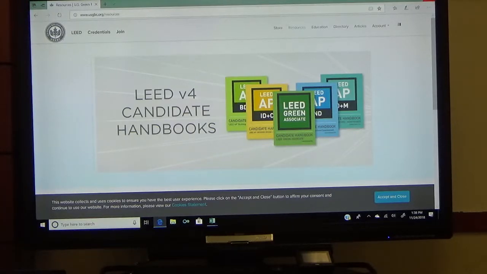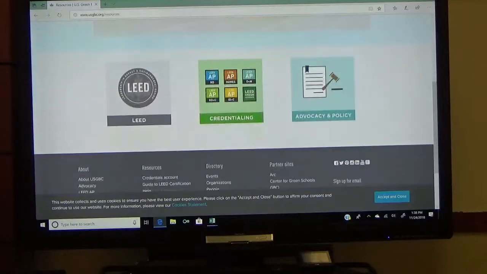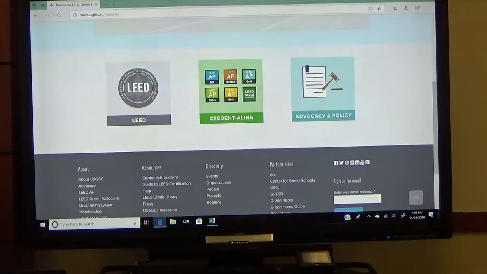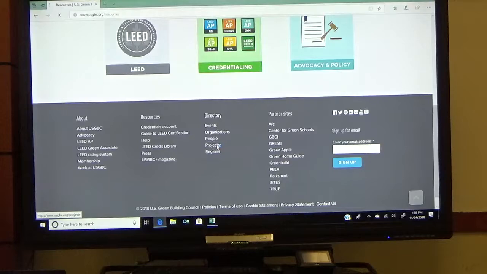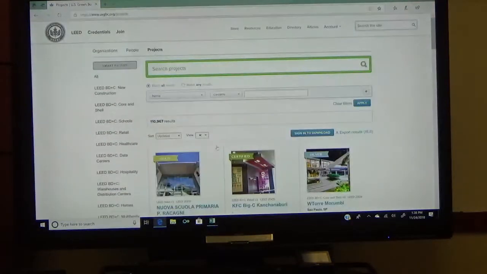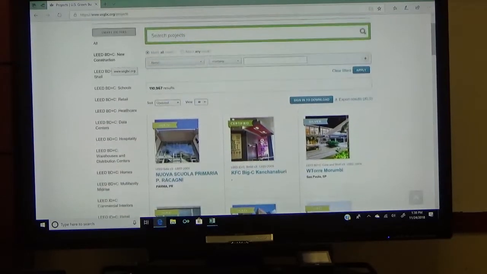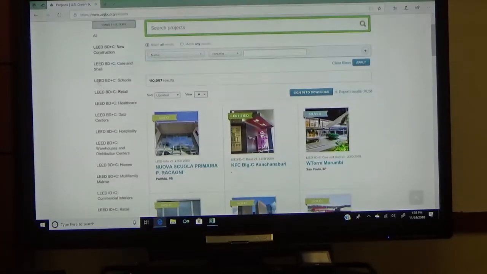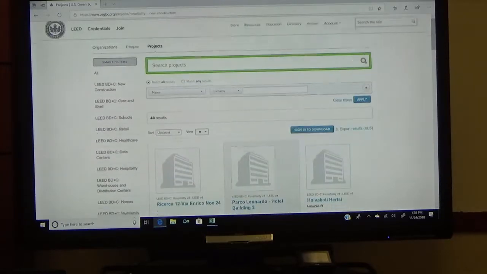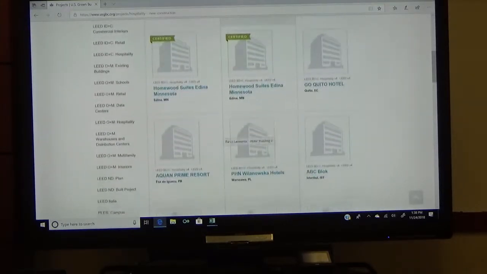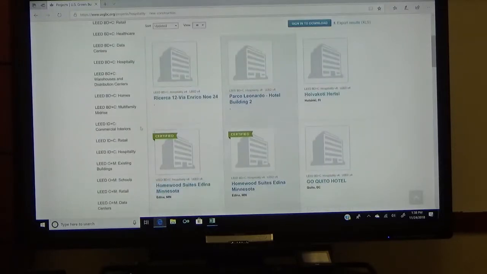What I'm trying to find real quick, I don't want to spend a whole lot of time, but let's see, I think this is maybe 100 projects. Yeah, here we go. So you can go into this and search projects all across the country and the world. Let's just start with hospitality. So there's some hotel projects.